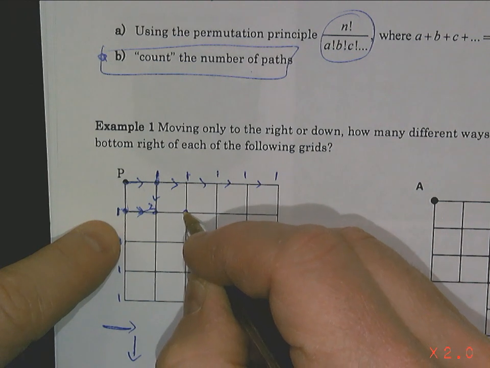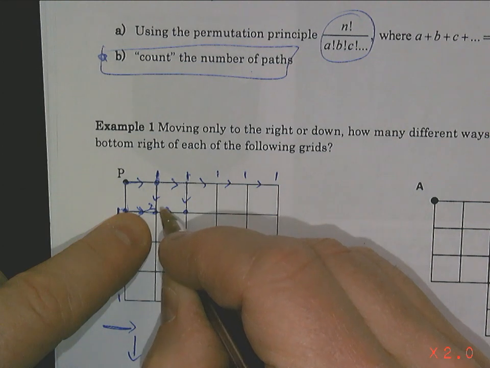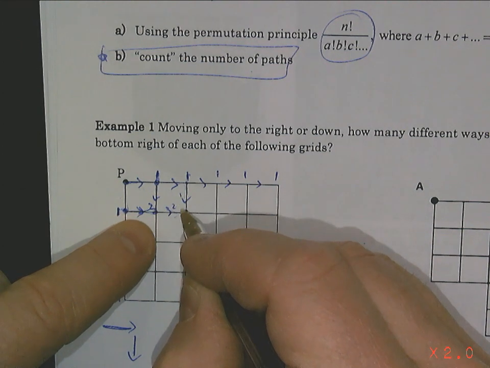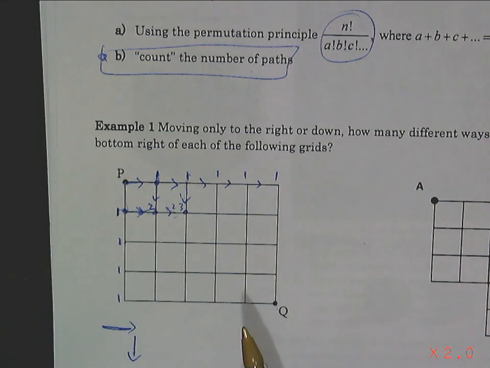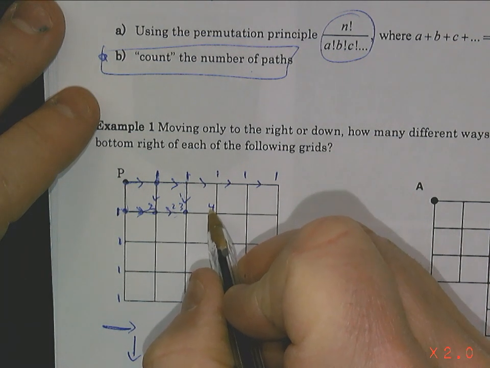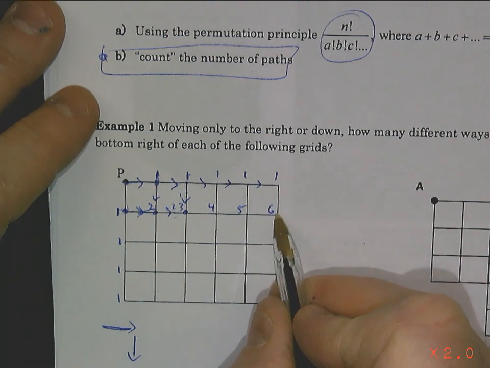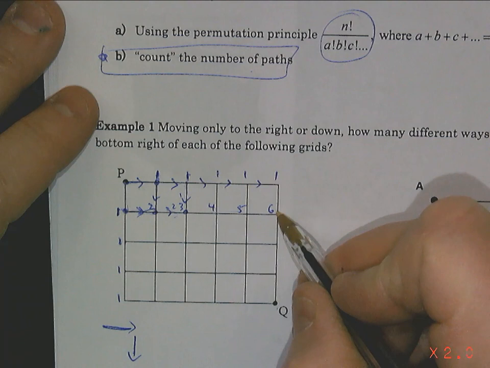To get to here, look what's happening. 1 from above, 2 from here. So this is going to add to 3. And then so on. 1 from there, 3 from there, 4. 4 and 1 is 5. 5 and 1 is 6. So what that 6 means is there's 6 ways to get there.